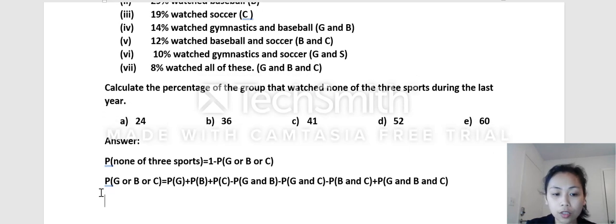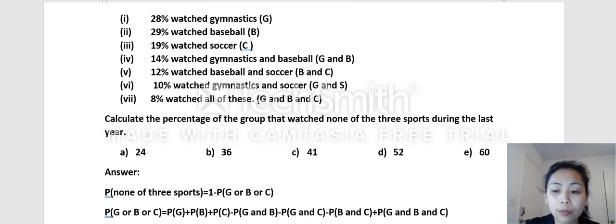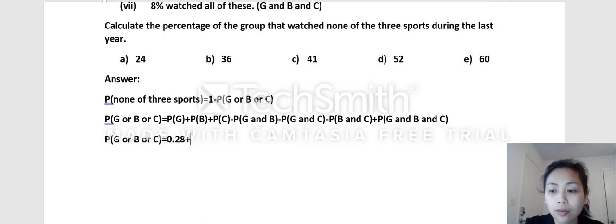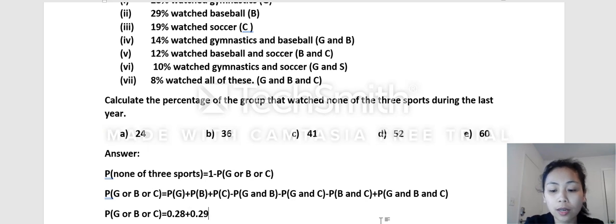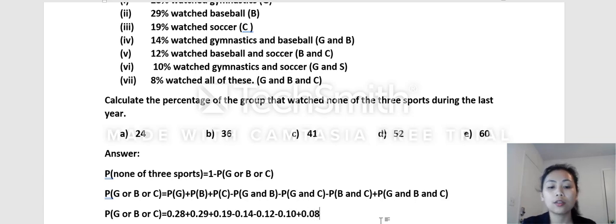You see that? So this is probability of G or B or C equal to probability of G, they said, like 28%, so that is 0.28. So we have 0.28 plus, and we have 29 watch baseball, so plus 0.29 plus 0.19 minus 0.14 minus 0.12 minus 0.10 and plus 0.08. Let me redo it: 0.28 plus 0.29 plus 0.19 minus 0.14 minus 0.12 minus 0.10 and plus 0.08, and I got 0.48.